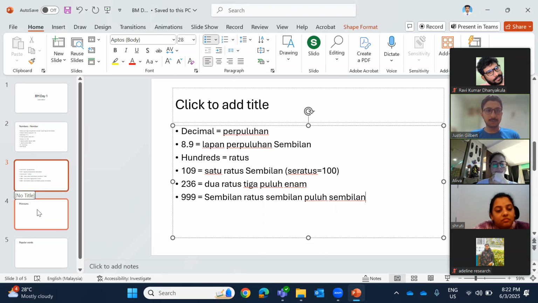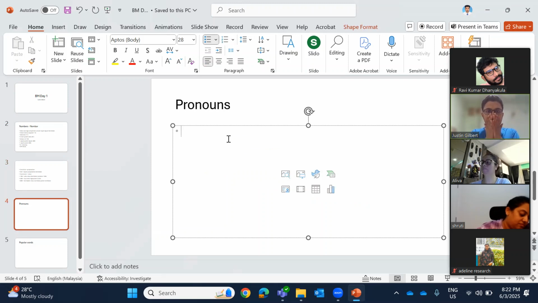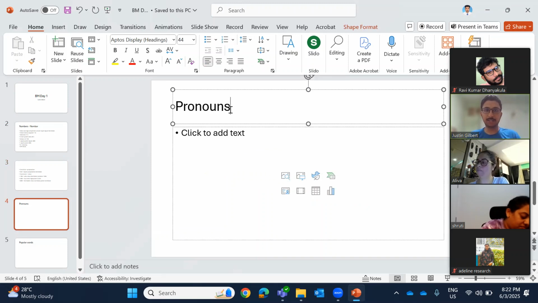So besides numbers, today I want to go through some common pronouns. I may not expect anyone to translate that into Malay, but it's called kata nama. Pronouns in English are just terms that we use to describe things or people: I, me, mine, myself, he, she, them, their, and a few other things. And for non-living objects, it's just one, I think, it.